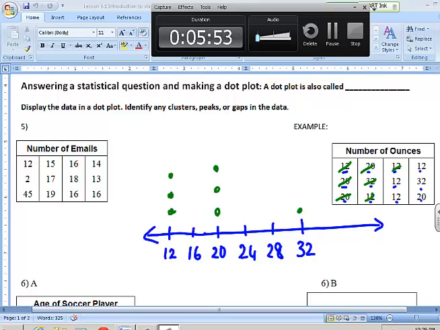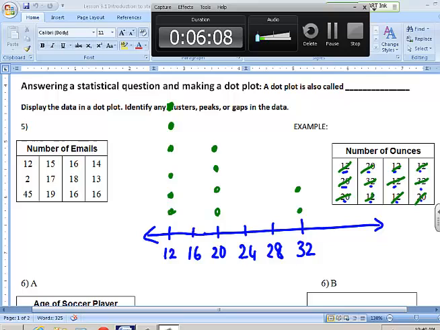12, 12, 12, 12, 32, right there, and the last one is a 20.